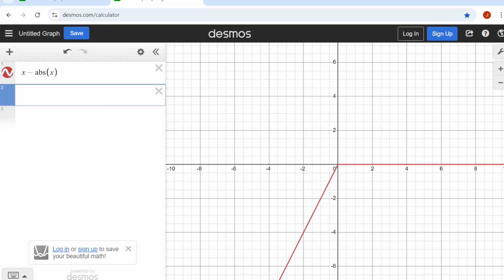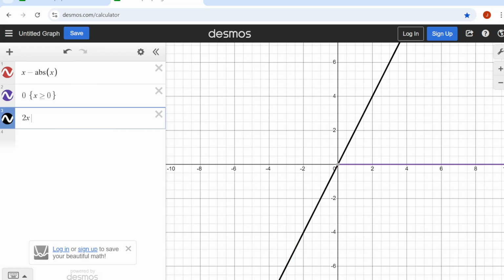And if we want, we can define this in 2 pieces. So 0 if x is greater than or equal to 0, that's the purple bit. And 2x, we said, was the other bit. And that only applies if x is less than 0. So yes, these two pieces do define the absolute value function.